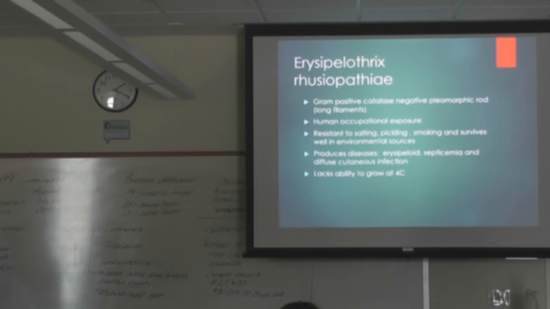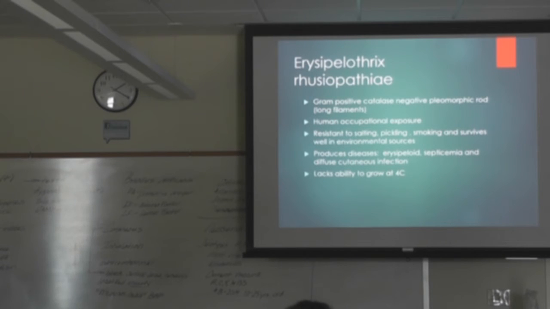So individuals who work with handling fish and animal products are most likely the ones to end up getting this. It survives in environmental sources, produces diseases. These are the diseases that it produces. But the other thing is, where you're looking at Listeria, this one lacks the ability to grow at 4 degrees Celsius. So there goes back to the 4 degrees Celsius. Okay? This would be the major thing.